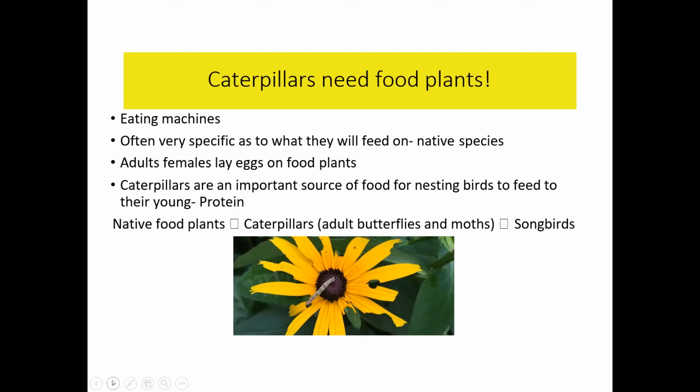And if you have these food plants that the caterpillars need to eat, you will then have the adult butterflies and moths, some of which will get eaten by songbirds and therefore sustain the songbird populations. Songbirds like to give their young caterpillars. It's an important source of protein. It's a nice piece of juicy insect material. They do not feed their young berries and seeds. They feed them caterpillars.